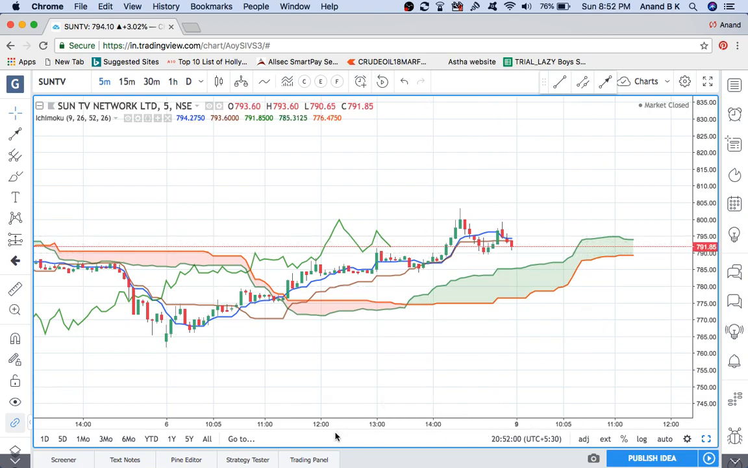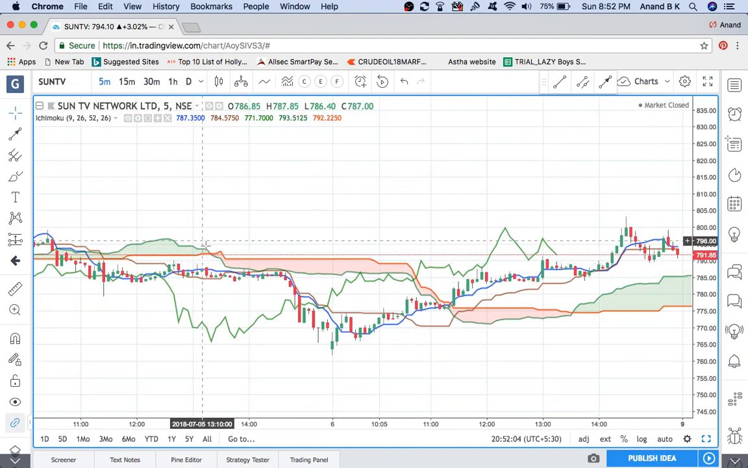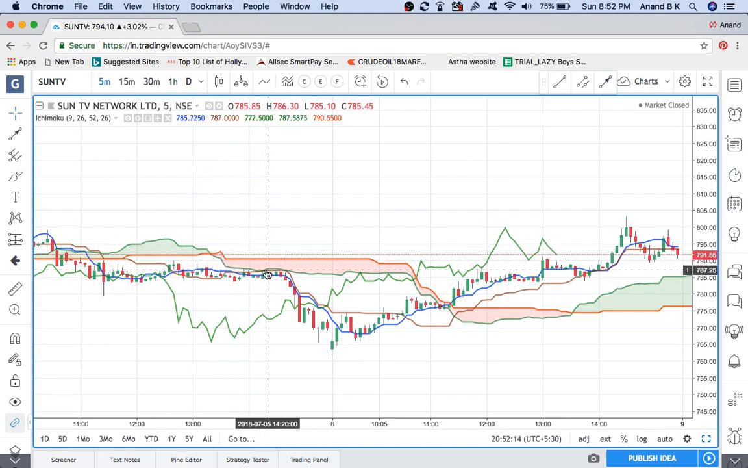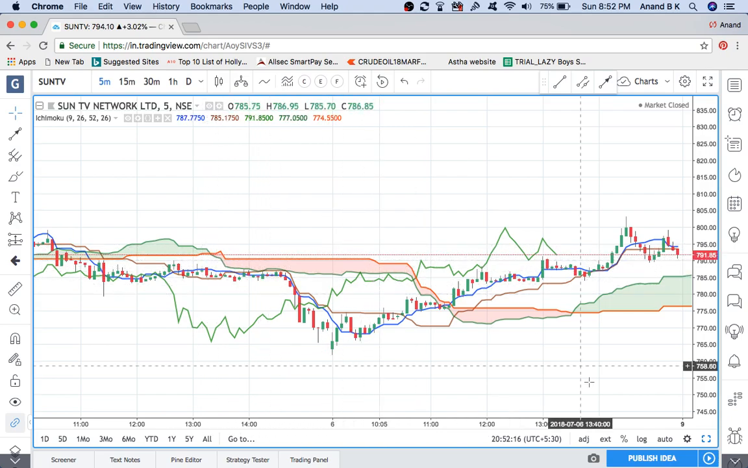Also, another observation: whenever you see the leading span crossing over the second leading span, which is the 52 period, that is also a signal of a downtrend, and the cloud turns red.